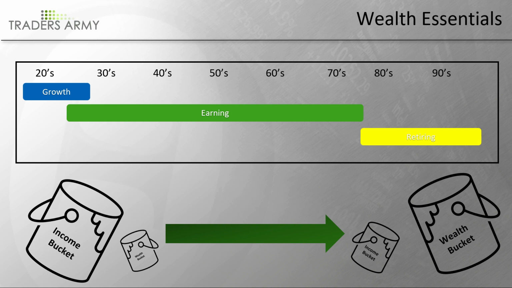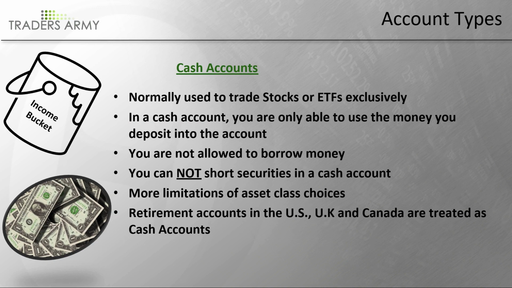The first is a very simple cash account. Now, when we look at a cash account, cash accounts are typically used to trade exclusively stocks and ETFs. Additionally, you'll find mutual funds, by the way, in cash accounts, but we're going to talk primarily towards stocks and ETFs. Now, the thing about a cash account is that your buying power is restricted to the amount of money that you deposit into the account. You cannot borrow money in a cash account. There is no leverage allowed in a cash account when it comes to the stocks because you're borrowing money.